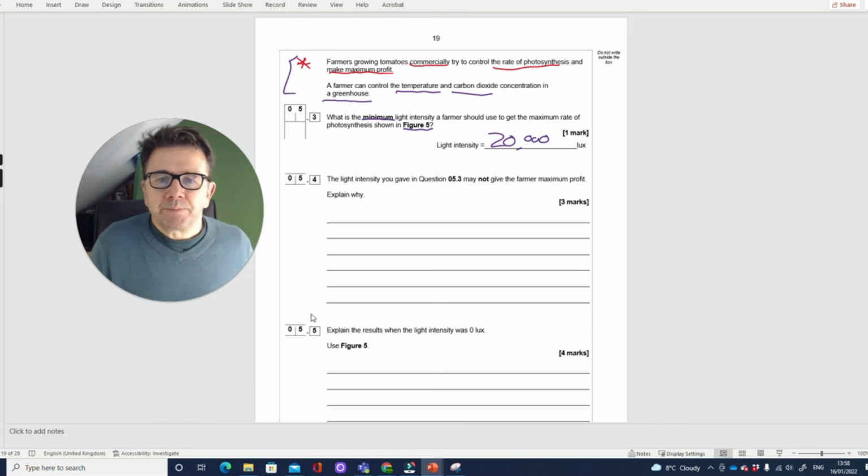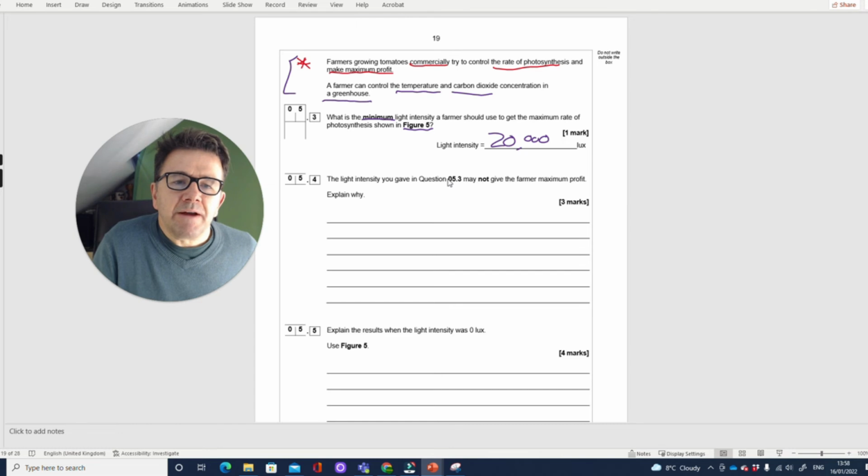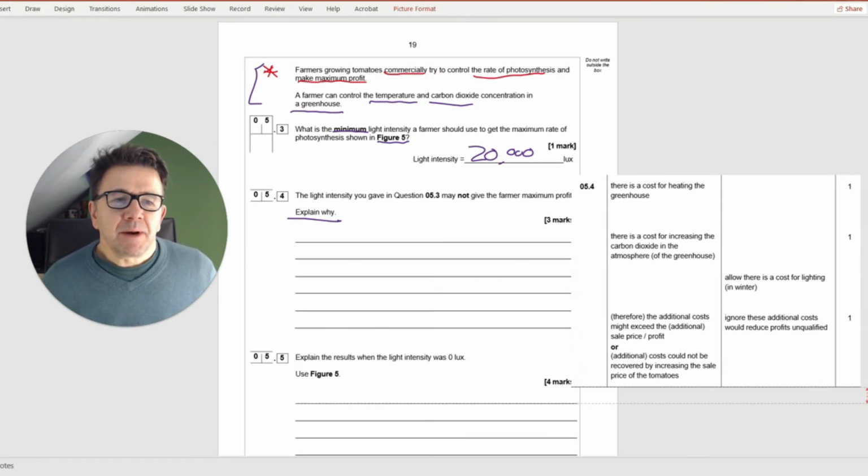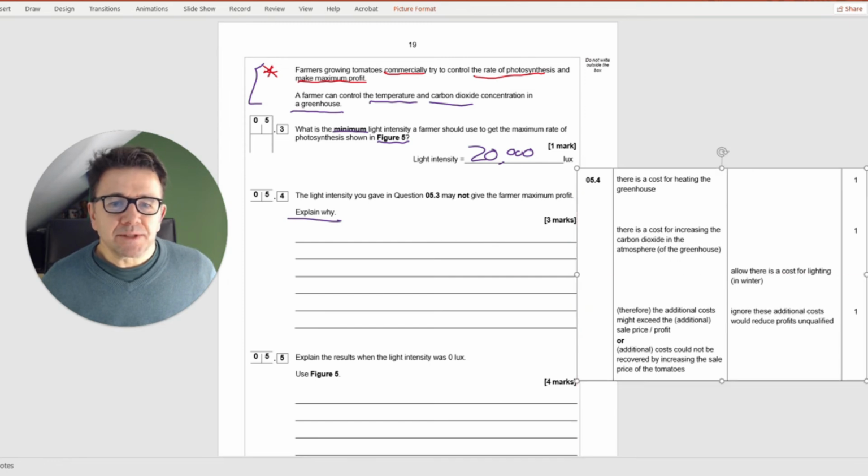There we go. Right, then it says the light intensity you gave in question 5.3 may not give the farmer maximum profit. Explain why. Be honest with you, I didn't like this question, because it reminds me of business studies, but there you go.